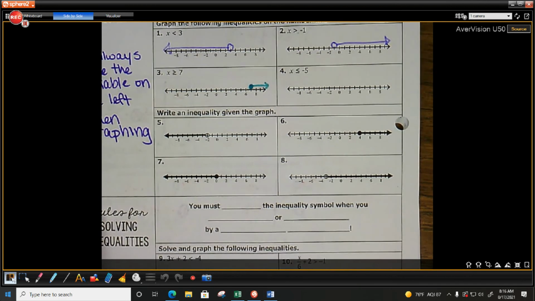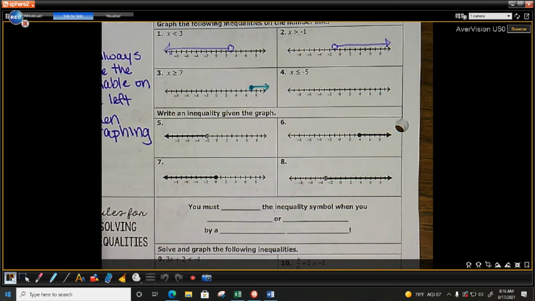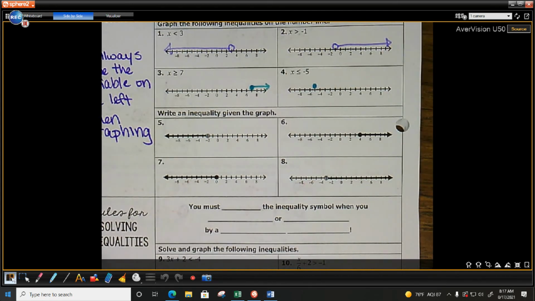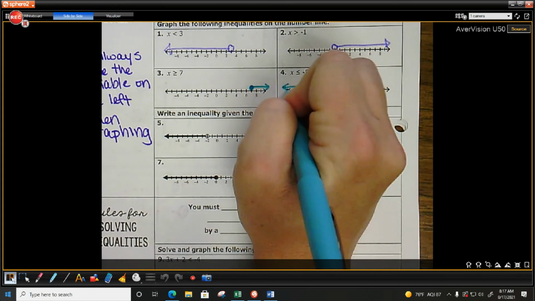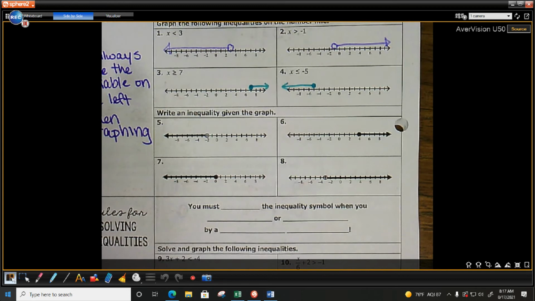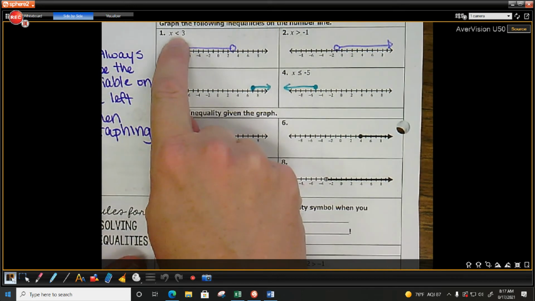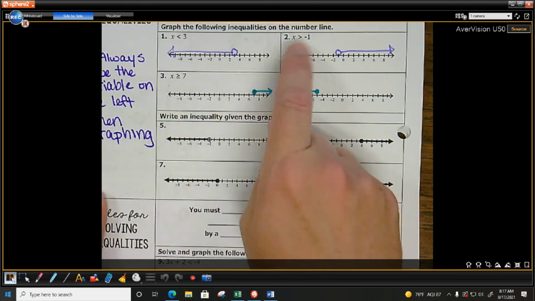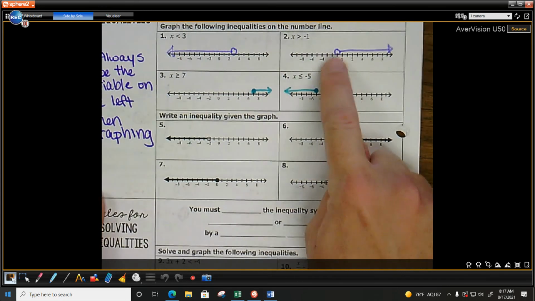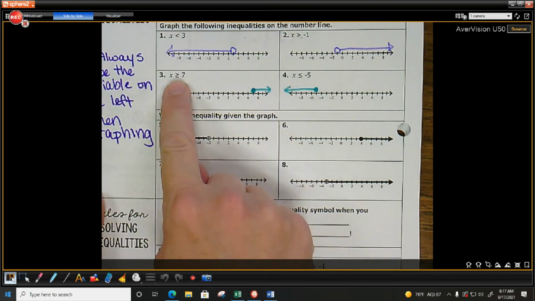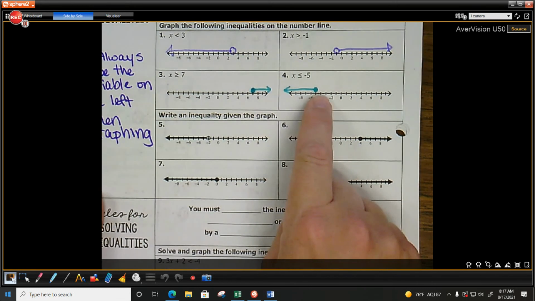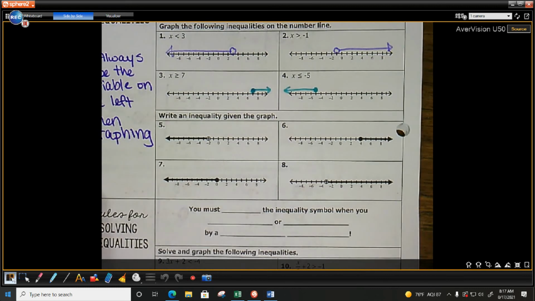And which way am I going to shade? To the left, because it says less. Guys, why did I say always have the variable on the left? If my variable's on the left, which way is this inequality sign pointing? To the left. Which way did I shade? To the right, pointing to the right. And I shaded to the left. So your inequality sign is pointing the way you shade only if your variable is on the left side. We good with that?